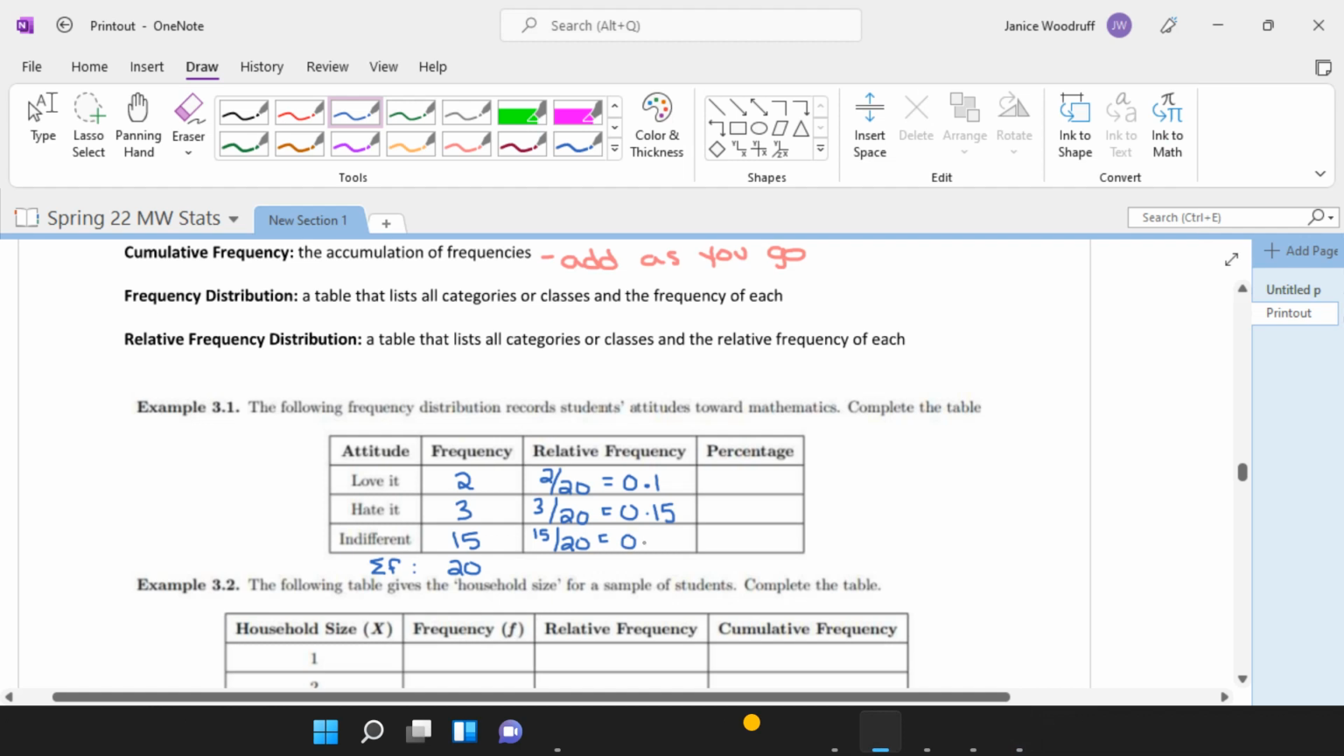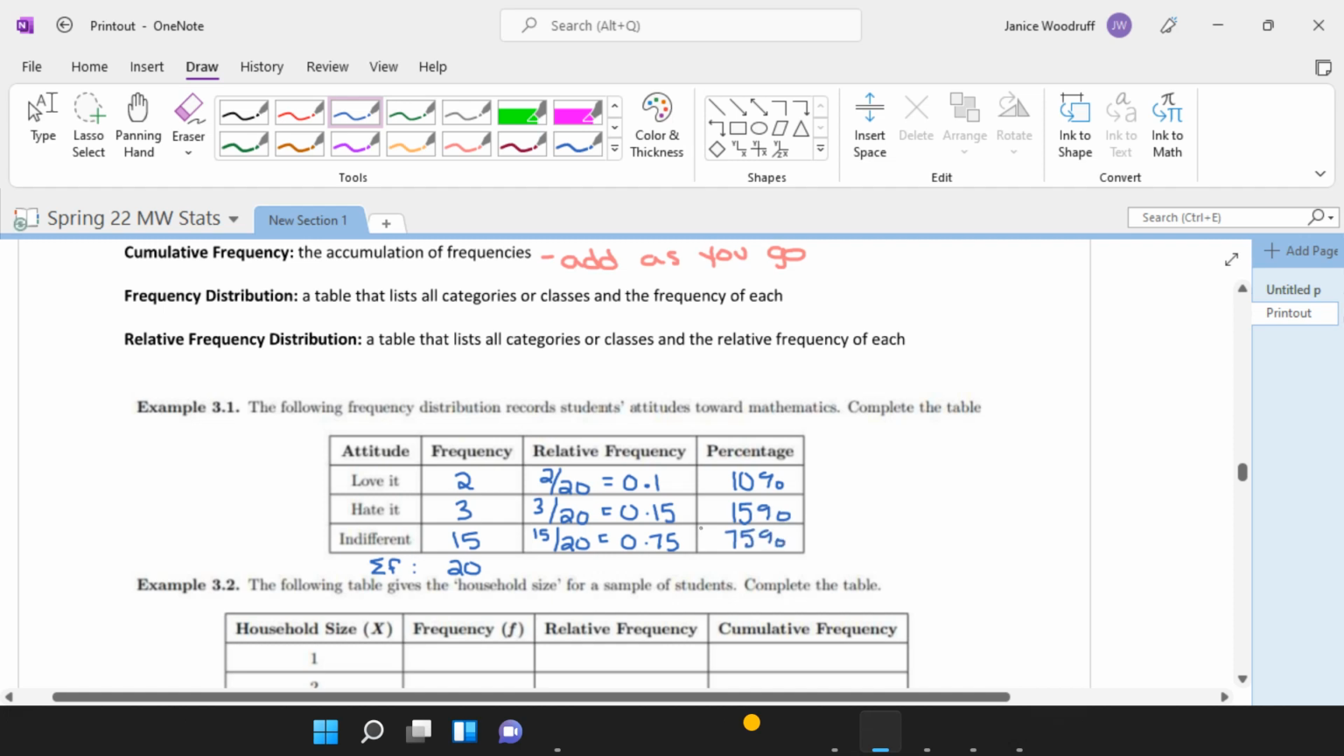0.75. So our frequencies are going to be the decimals. And then you can also go through and say the percentages there. So then we would just move these decimals 2 places to the right. So that 0.1 would give us 10%. The 0.15 would give us 15%. And the 0.75 would give us 75%.